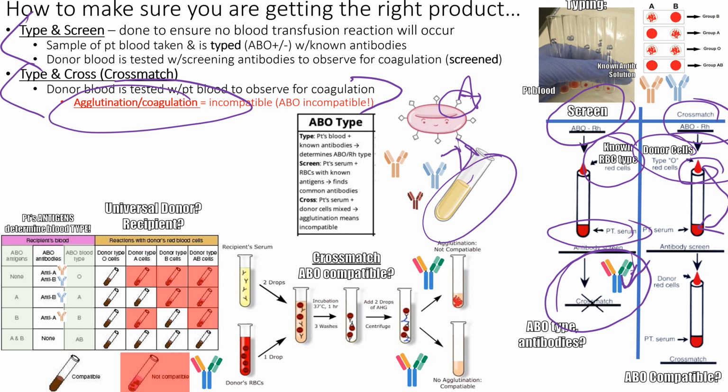So what else? Patient antigens are what determine your blood type. If this has A antigen on it, you are type A blood. But how do we know that? Well, we're going to give a little bit of A antibody and test it in the lab. Well, shoot, it clotted, because that A antibody will attack their antigens and agglutinate. If I drip in some anti-B, it's not going to agglutinate because they don't have B antigens, right?